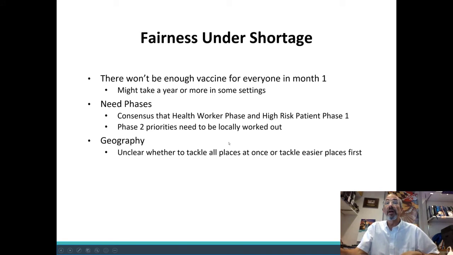But after phase 1, there's all sorts of phase 2 priorities that have to be worked out with a local consensus. There's a geographical problem. There are places that differ in their ease of reaching. And it's unclear epidemiologically whether you should tackle all places at once or tackle the easy places first.